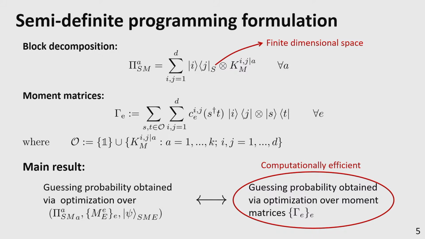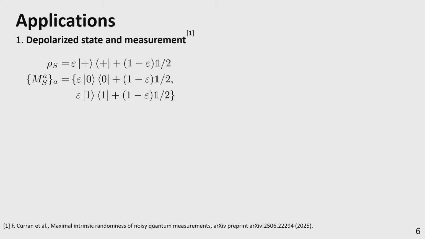So now we are able to compute the guessing probability, and we can see some possible applications. So a first application, we have the depolarized state and measurement.